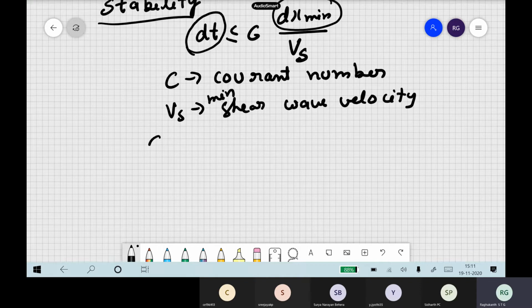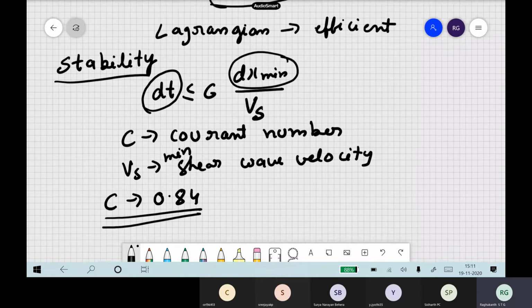And this Courant number is taken as something around 0.84. So with this you can find out how much dt is required, and the dt and dx, but this is only an approximate formula. So long back we said, if you want to find out stability and all those things, what do you have to do? Remember.